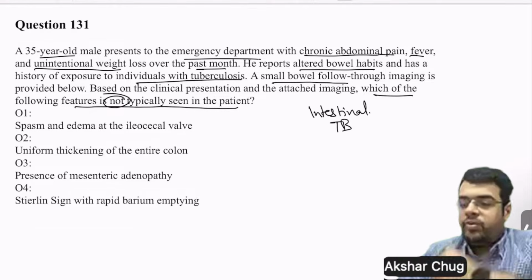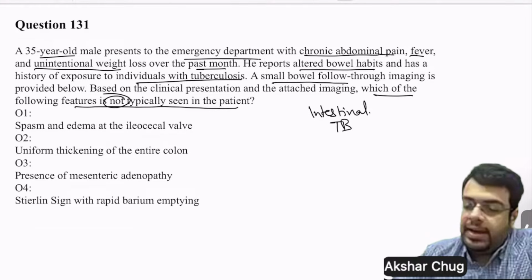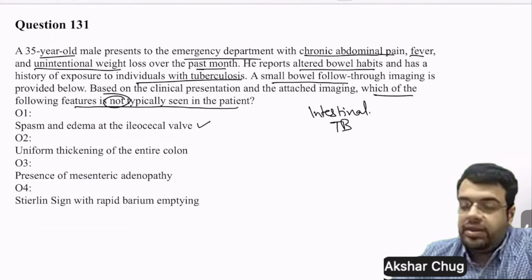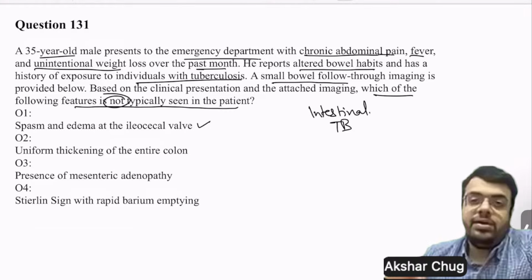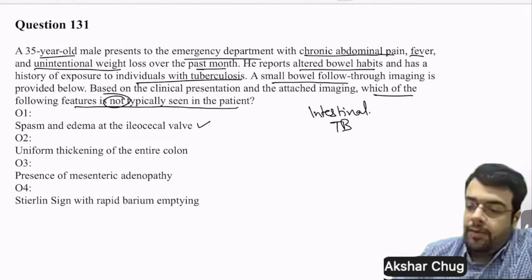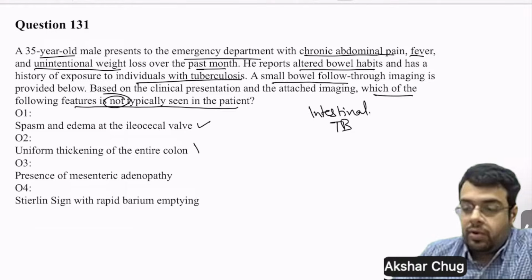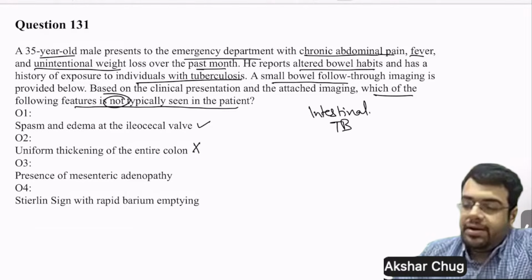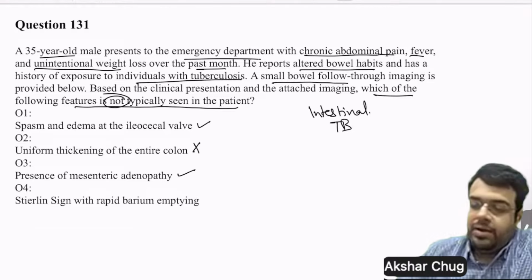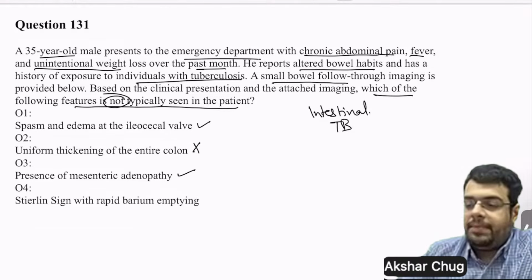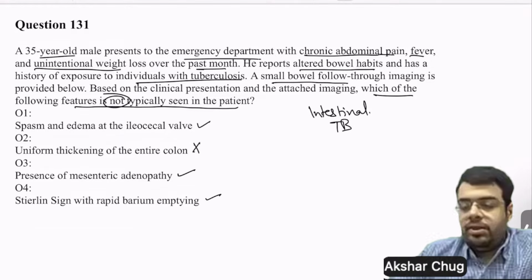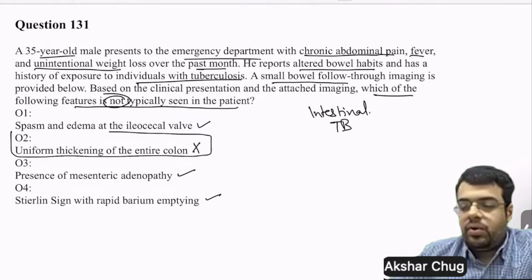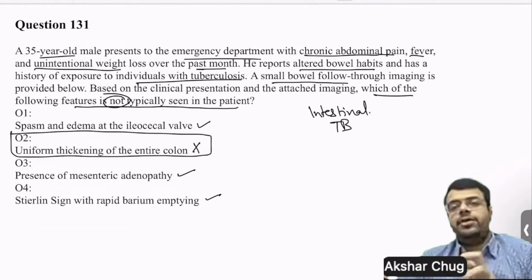So in case of intestinal TB, spasm and edema at the ileocecal valve is usually seen. The ileocecal valve is the most common site of intestinal TB. Uniform thickening of the entire colon is not seen. It is irregular thickening. Presence of mesenteric adenopathy is definitely seen. Stierlin sign with rapid barium emptying is again seen. So the uniform thickening of the entire colon is not seen. There is patchy thickening of the colon.